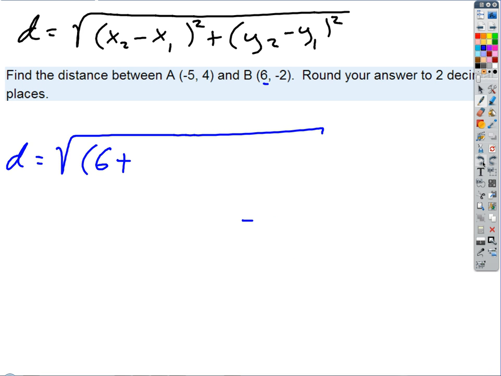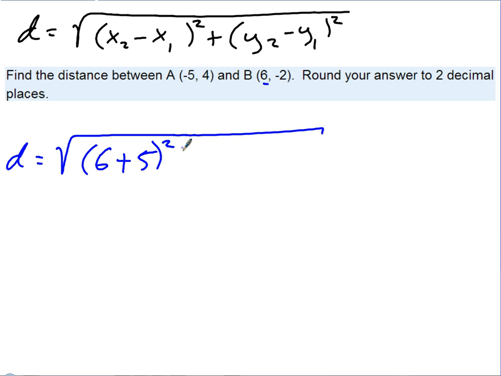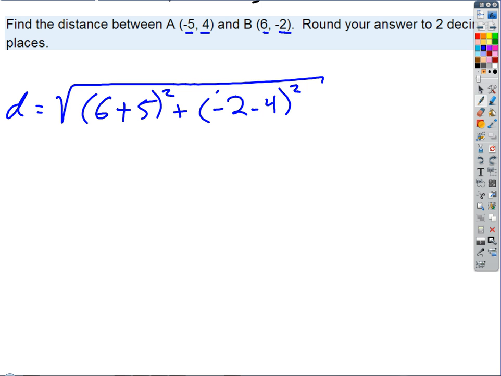So then we've got 6 minus -5 becomes 6 plus 5, squared, right? Everybody sees where we got that, right? The x minus the x. Now what? Plus -2 minus 4. Okay, -2 minus 4, squared. Okay? So let's take it one more step.